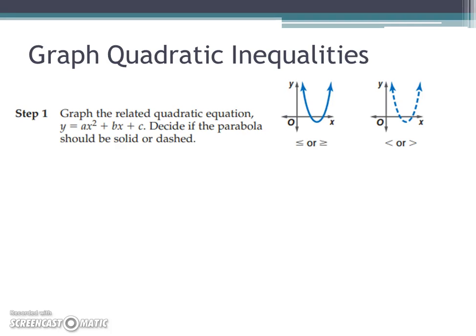Your first step is you graph the related quadratic equation. Decide if the parabola should be solid or dashed. If it's greater than or equal to or less than or equal to, it's solid. If it's not equal to, then it's dashed.